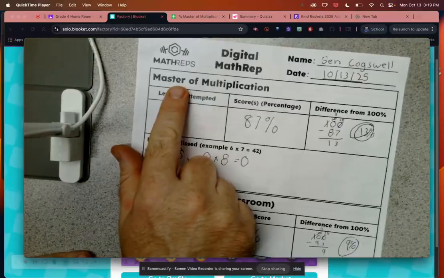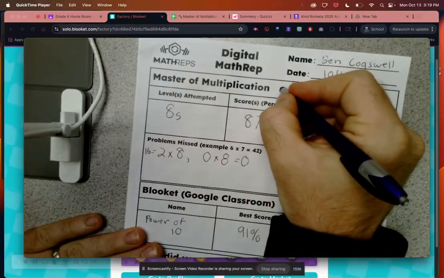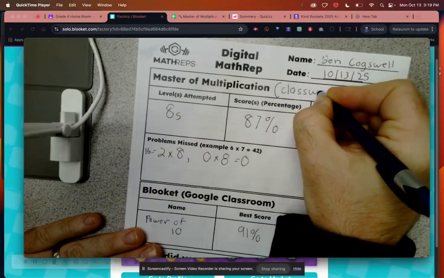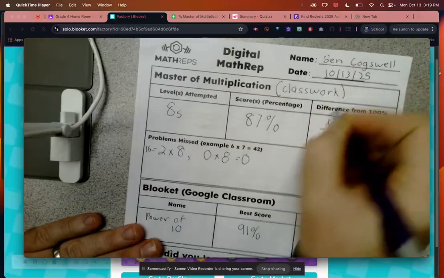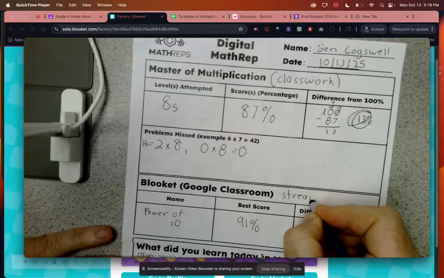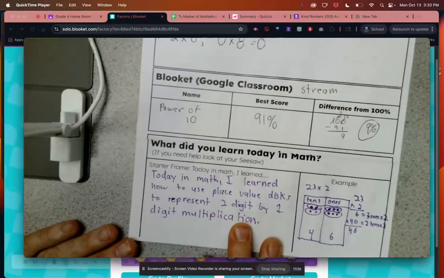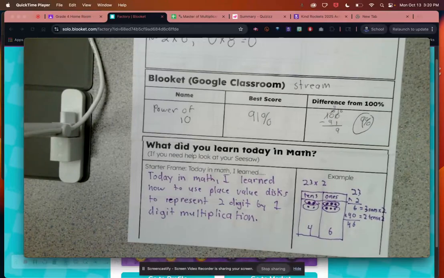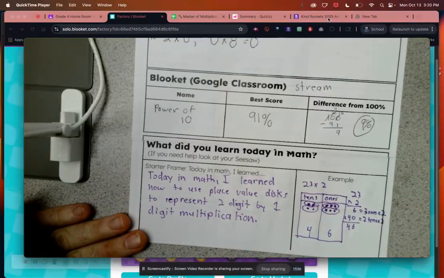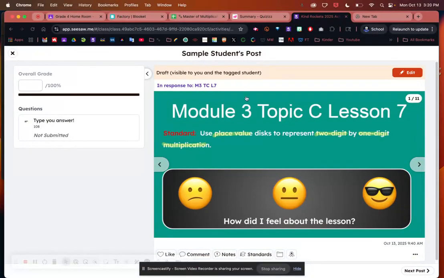So I do my master of multiplication, and again, where is this? This is under classwork in Google Classroom. We should have been accessing this. And then Blooket, this is in my stream if you need it. My next one says, what did you learn in math? So today in math, it says, if you need help, look at Seesaw. So what I did is I went to Seesaw, right? I found my sample post, and this is where it says, what did we learn today?